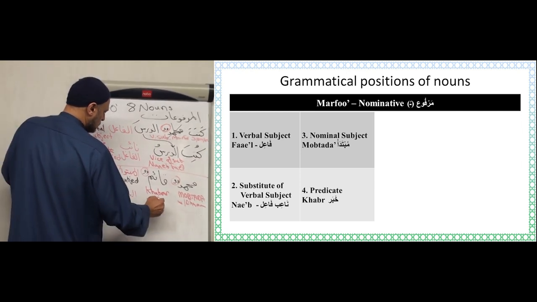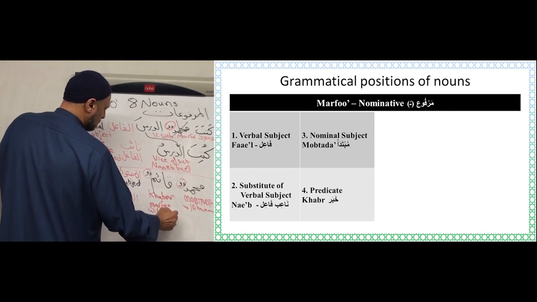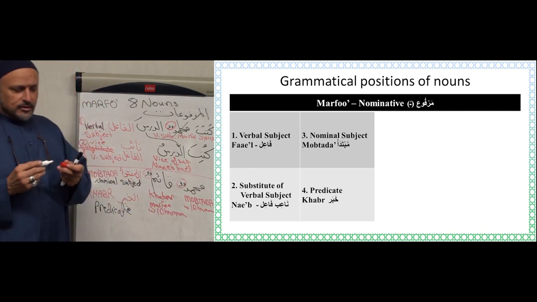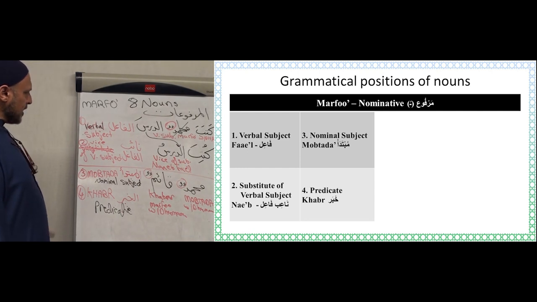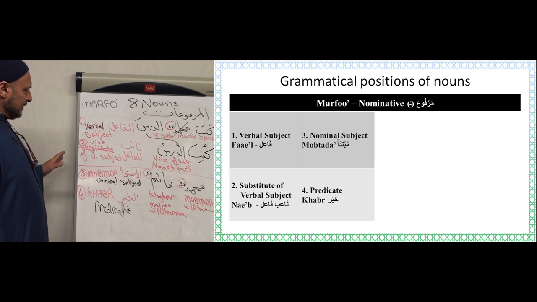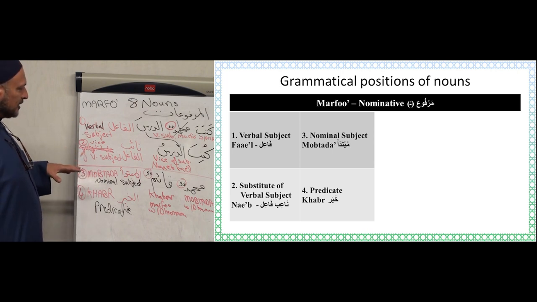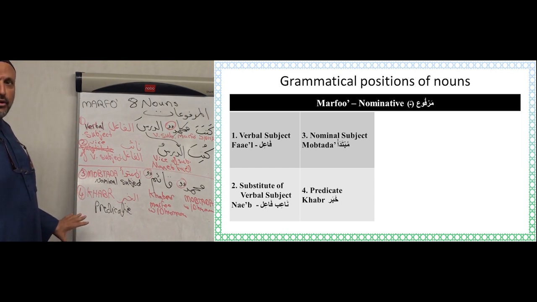Marfu' with the dhamma. So these are husband and wife. Okay? These are husband and wife. Mubtada, marfu' with the dhamma. Khabar, marfu' with the dhamma. So these are our components of nominal sentence. These were components of our verbal sentence. These are components of our nominal sentence.